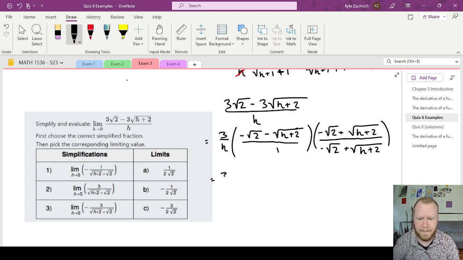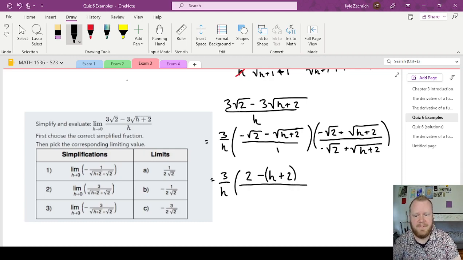So its conjugate is, I'm just going to change this minus here to a plus. Okay. 3 over h. Remember, this top part is going to be the first term, negative square root of 2 times negative square root of 2. So that is going to be positive 2. And then minus this term squared, so minus h plus 2, making sure we put parentheses around that because we are subtracting the whole thing.